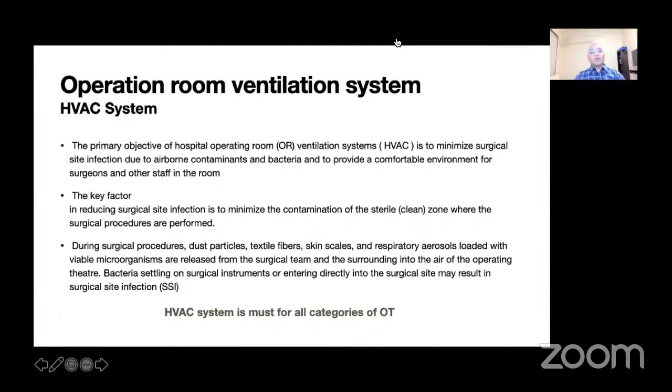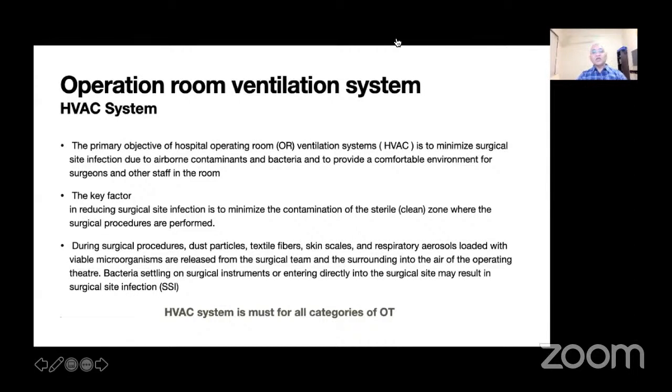So the primary objective of the hospital operating room ventilation system, which is also called the HVAC system, is to minimize surgical site infection, which can occur due to airborne contaminants and bacteria. And this also provides a comfortable environment for the surgeon and other operating room personnel in the room. The key factor in reducing surgical site infection is to minimize contamination of the sterile zone where the patient himself is operated, and the equipment which is in that particular sterile zone, including the operating room personnel who are in the sterile zone.